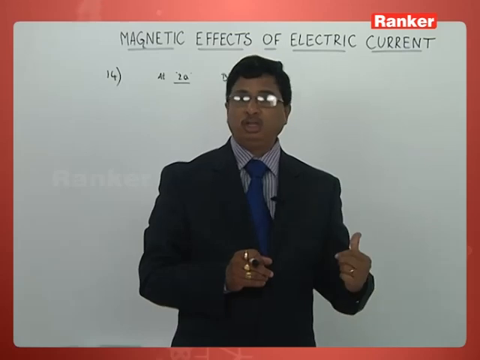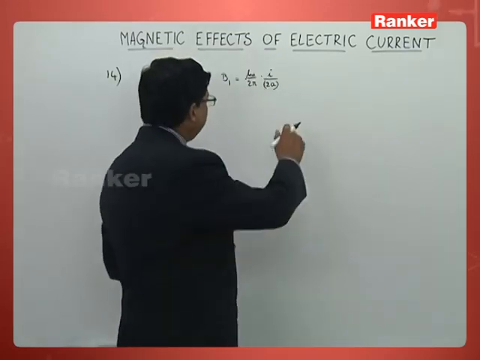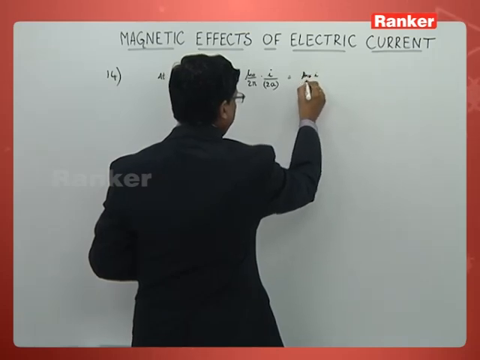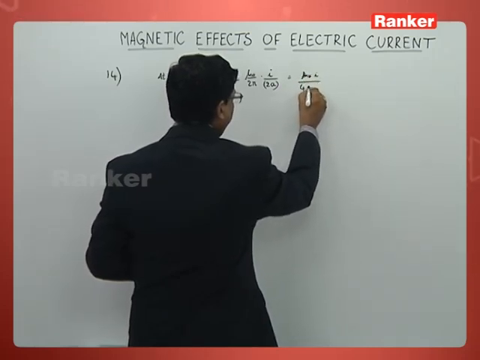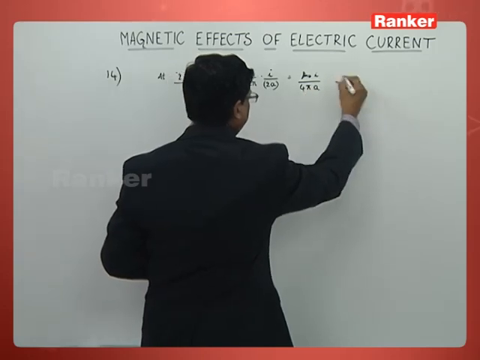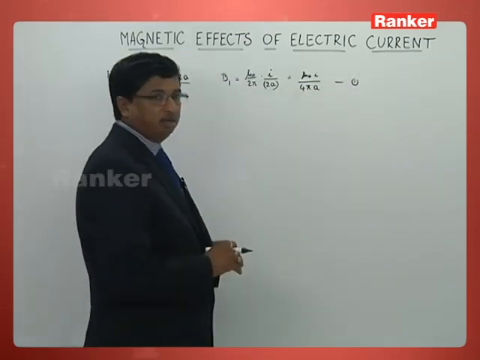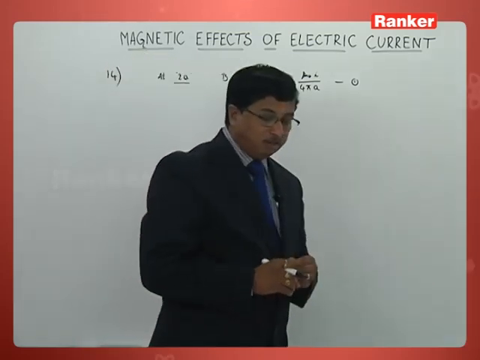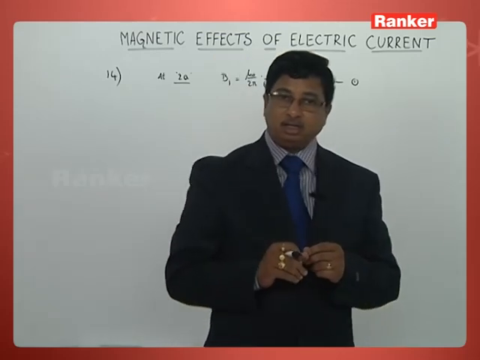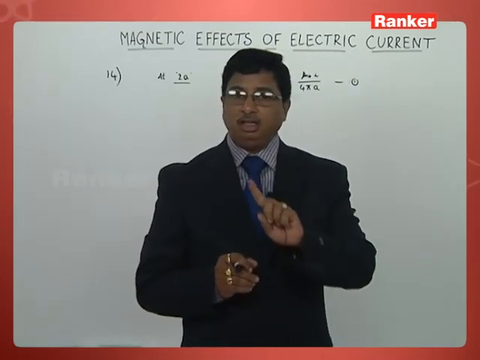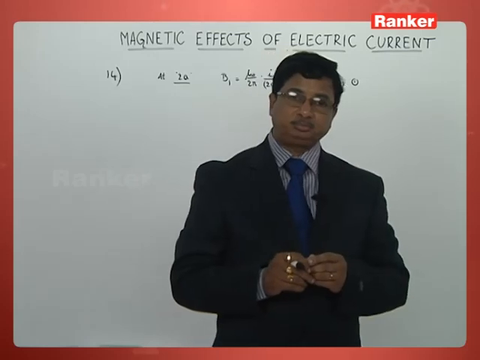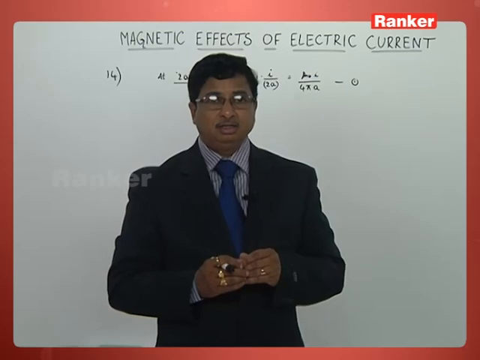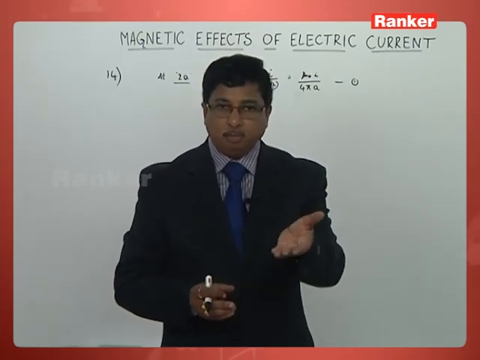That distance is given as 2a here, therefore I can directly write this value as mu naught I divided by 4 pi a. This is the first value we can expect from it. But for the second one, the point is not lying outside the conductor. It is inside the conductor. Then how can we go for that particular value?